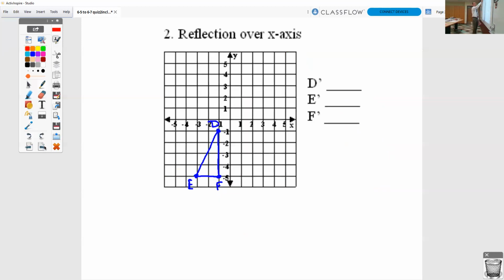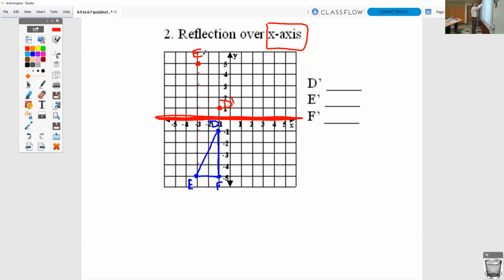In number 2, this time we're doing a reflection over the x-axis. The very first thing that I would do is make that x-axis darker. That's what you're counting to and counting the same number of places from. So starting at D, D is one place to the line, so D prime is one place away from the line. E is 1, 2, 3, 4, 5 places to the line. 1, 2, 3, 4, 5 places away from the line.